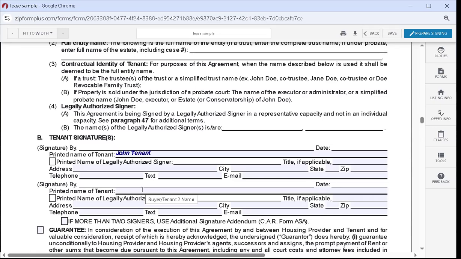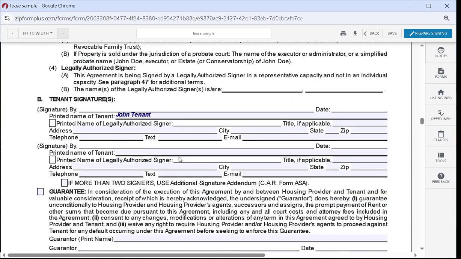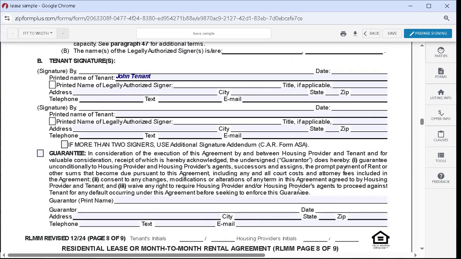You better check though. Make sure legally that's the person that's supposed to be signing, because they have the authority of the trust over that property. Okay, so maybe if it's an entity, they want a guarantor.